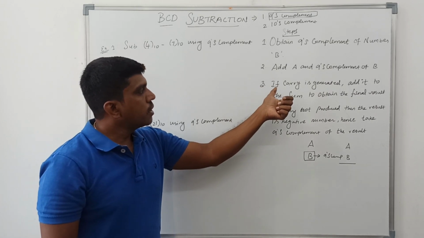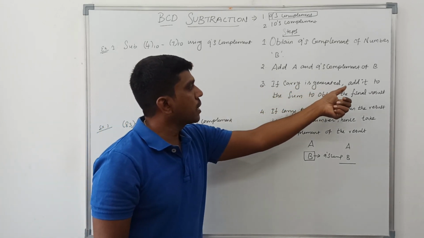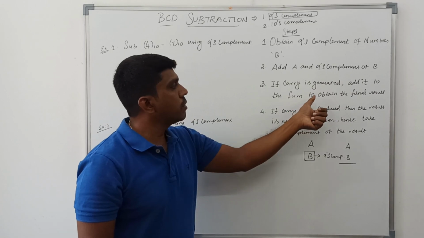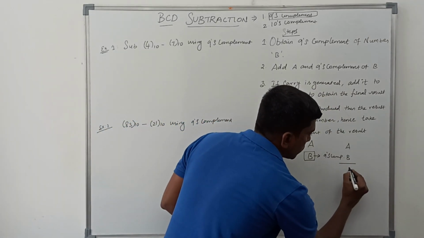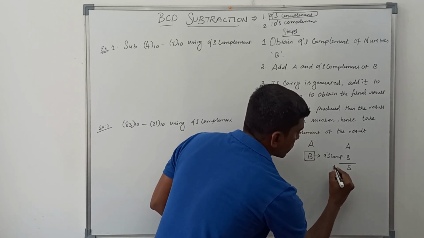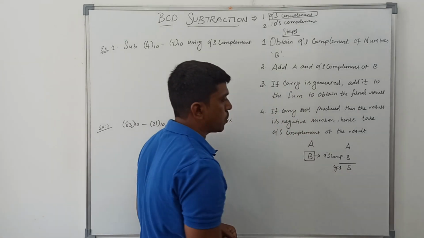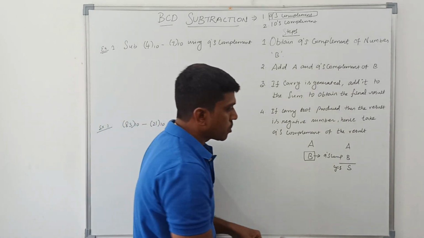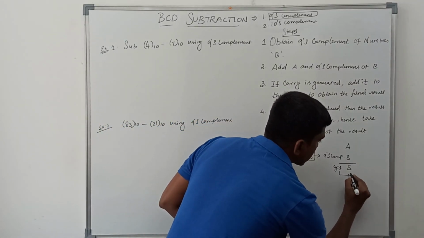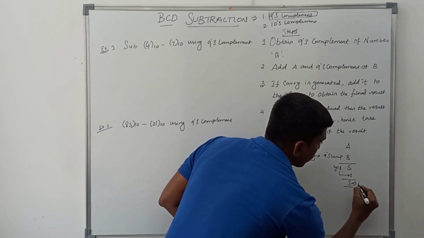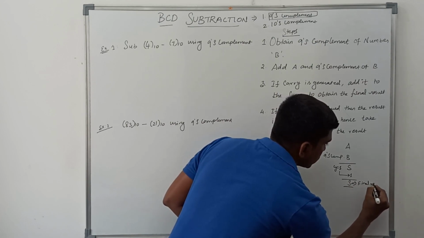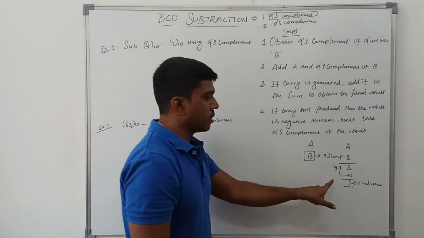Then third step, if a carry is generated, add it to the sum to obtain the final result. After adding these two numbers, a sum is produced. Now the carry value is equal to 1, so a carry is generated, and this carry is added to the sum. So it's the final result. That is the third step.